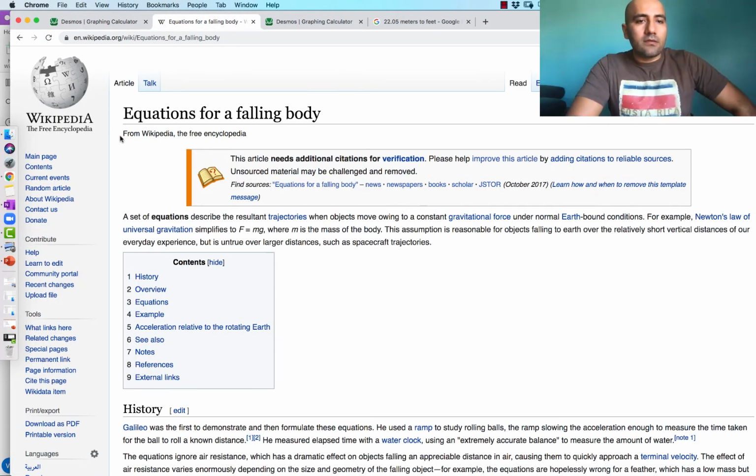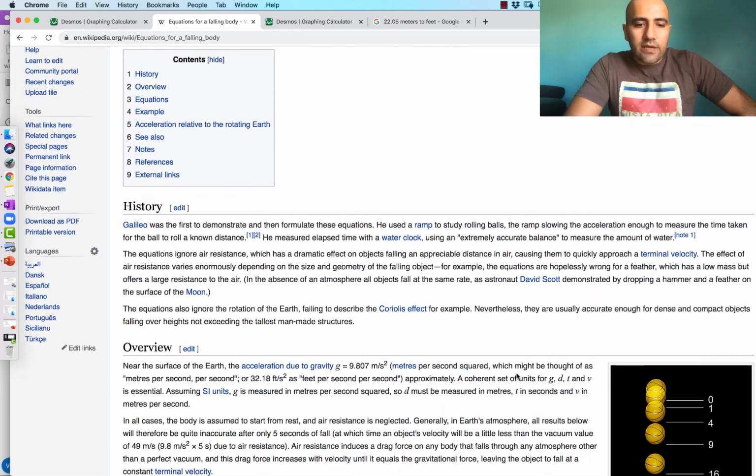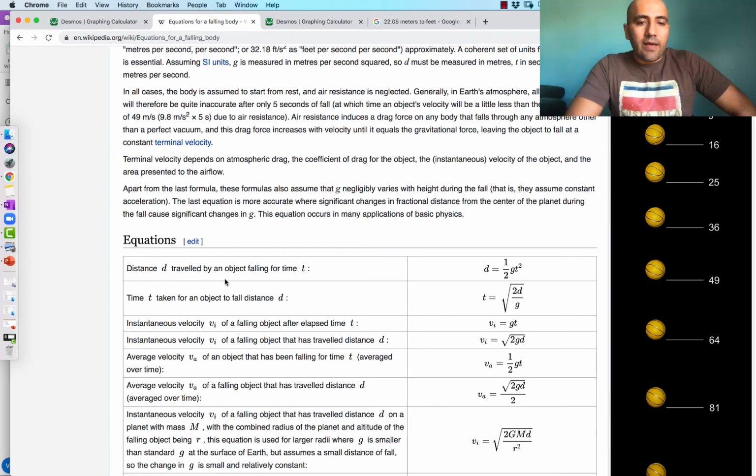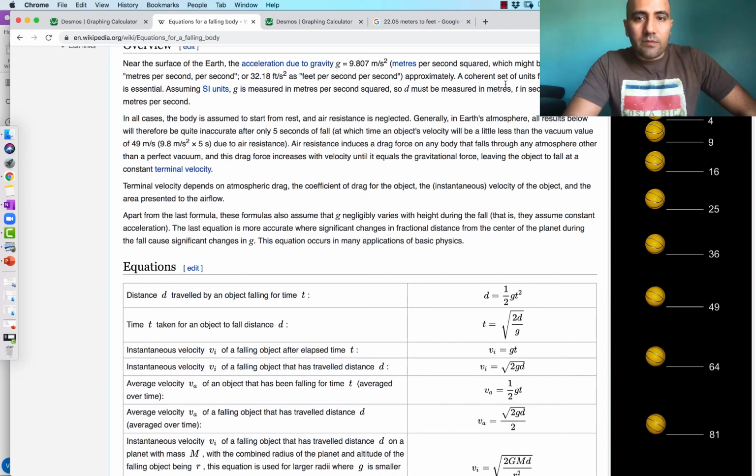I just went to Wiki and looked up equations for falling bodies, and we see that the total distance traveled by an object falling for time t is equal to this equation. D equals 1/2 g t squared. T is time, and g is the constant force of gravity. It also describes up here that the force due to gravity is 9.807 meters per second squared. And if we wanted to convert that into feet, that's 32.18 feet per second squared. So this is the force of gravity, g, and t is time, and the units have to match. Since gravity is given in feet per second squared, that means t has to be in seconds.